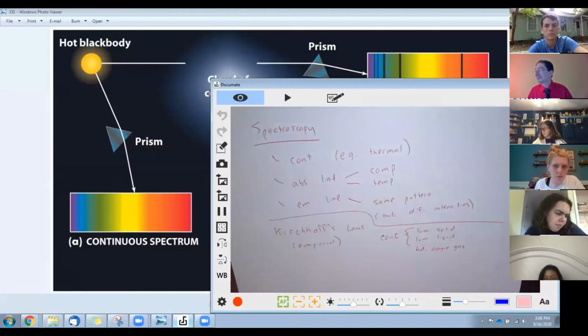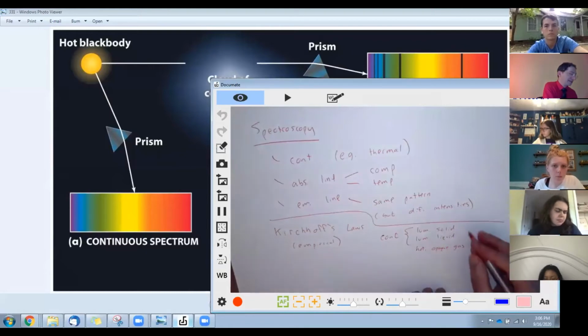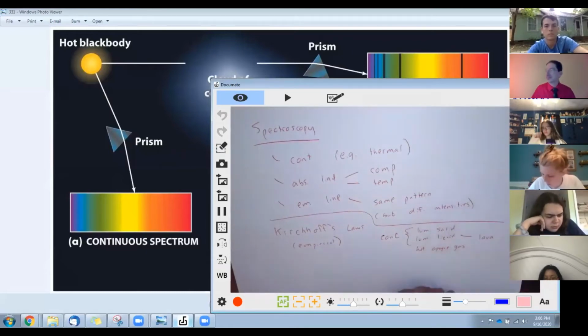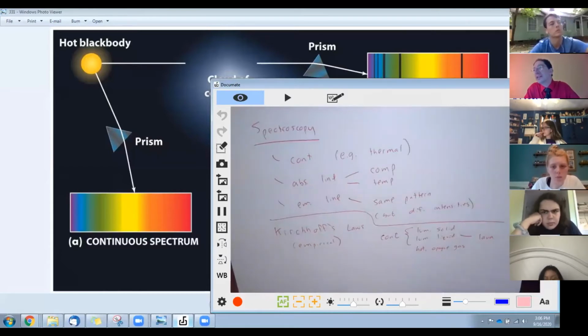Like lava? Lava flows. I'd put that under the second category, a luminous liquid. Anything that moves, even if it's slow, it's a liquid. How about a radioactive material? Radioactive material, that's going to be a type of emission line spectrum. It's not going to be a continuous spectrum.